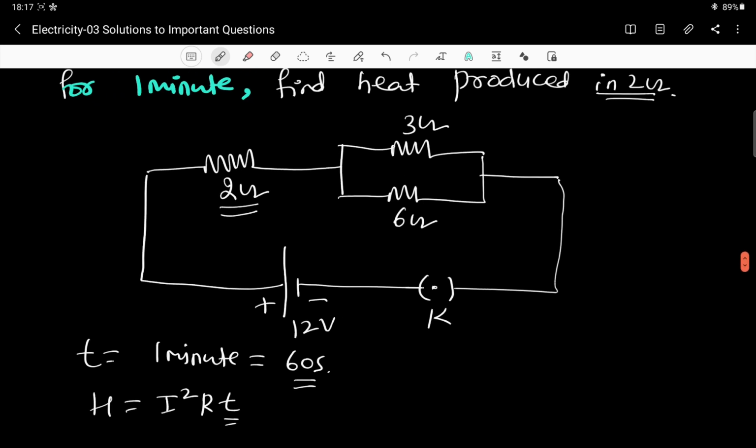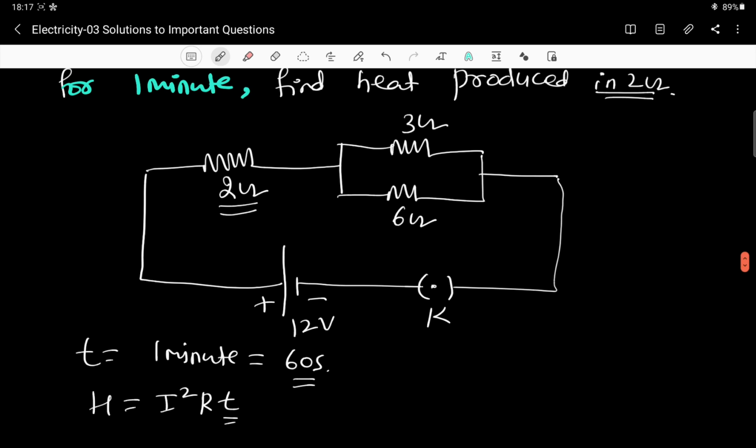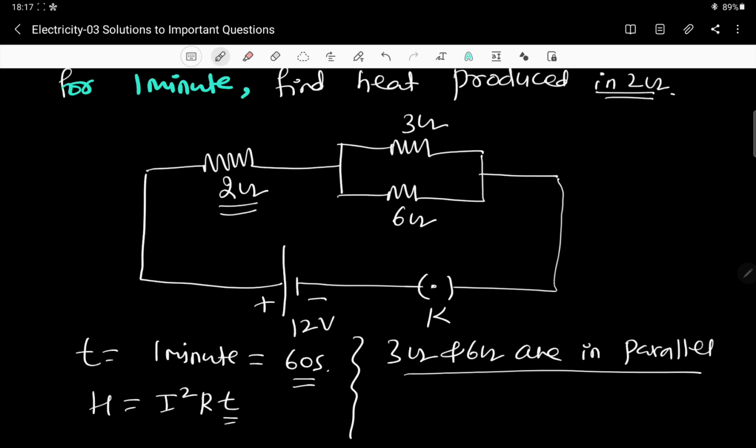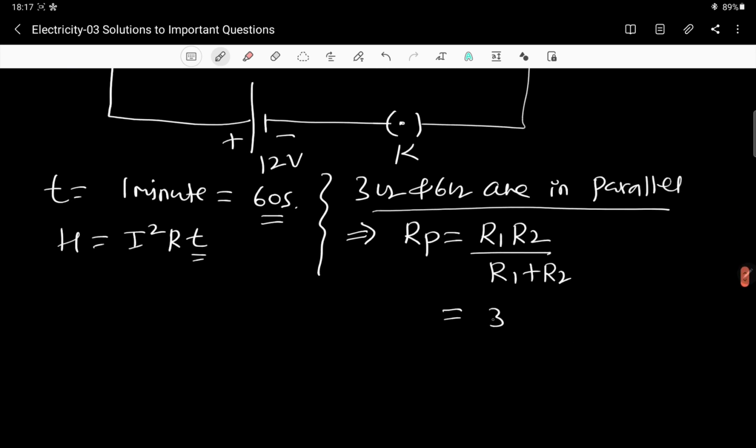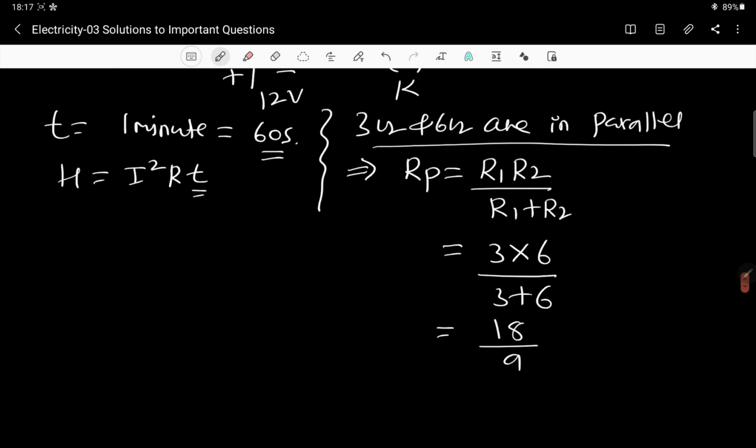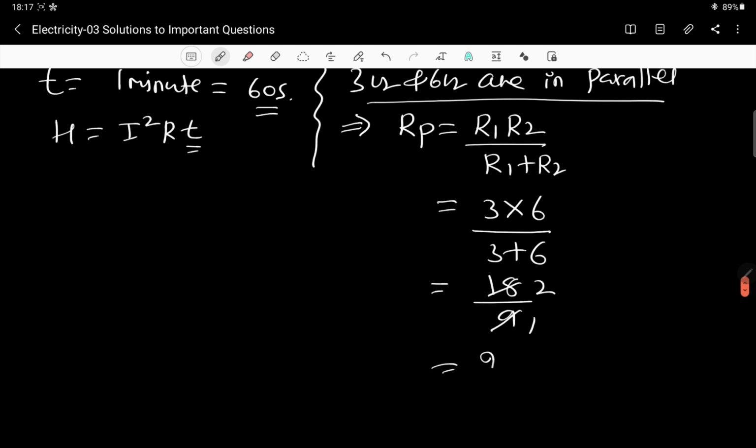Now look at this 3 ohm and 6 ohm, how they are connected. 3 ohm and 6 ohm are in parallel connection, correct? So I am going to find only one resistance, that is RP. You know the formula, no? R1 R2 divided by R1 plus R2 directly for 2 resistors. Then it becomes 3 into 6 divided by 3 plus 6, that is 18 divided by 9, and it becomes 2 ohm. So RP is equal to 2 ohm.